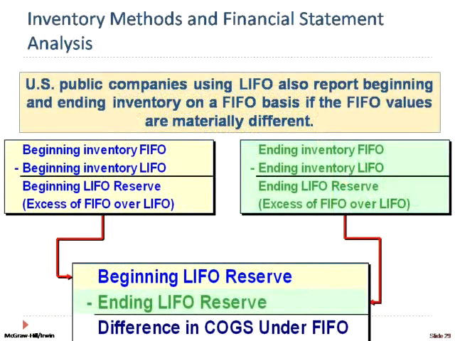Before meaningful comparisons can be made across companies, one company's statements have to be converted to a comparable basis. For inventory comparisons, making such a conversion is eased by the requirement that U.S. public companies using last-in, first-out also report beginning and ending inventory on a first-in, first-out basis if the first-in, first-out values are materially different.